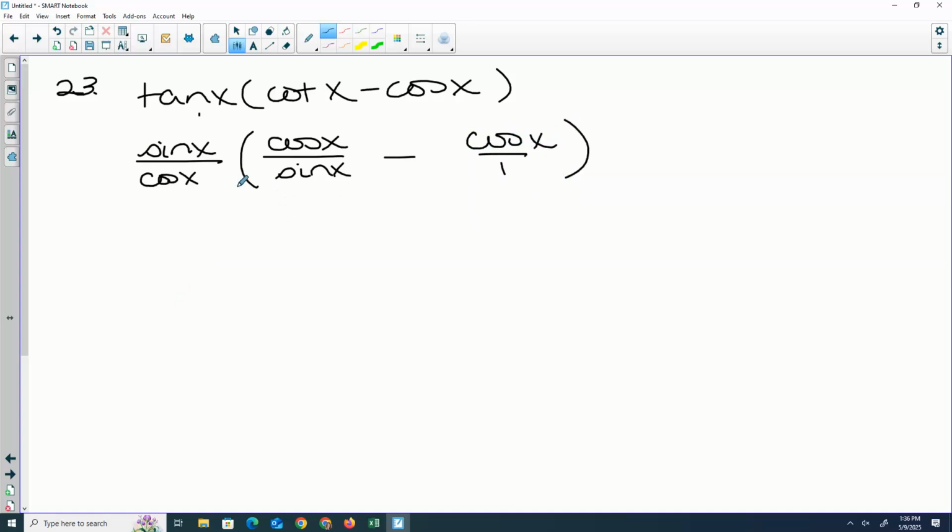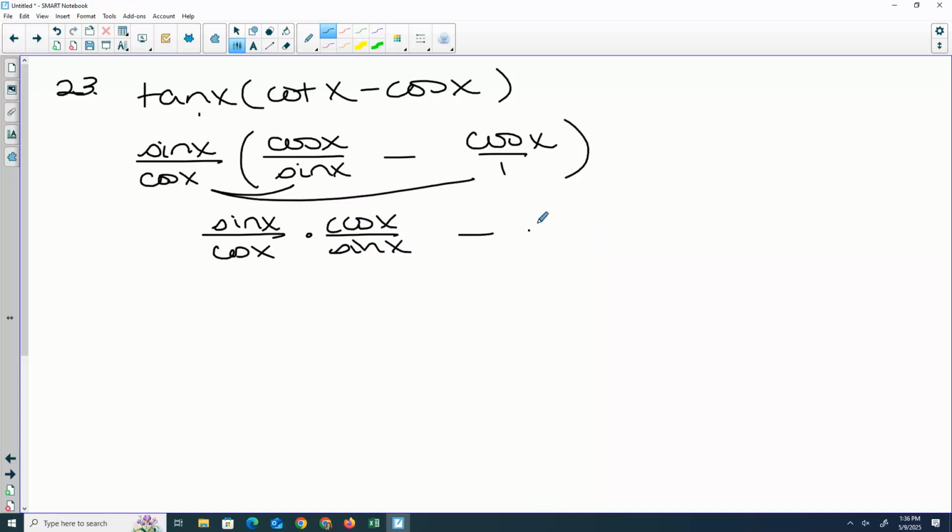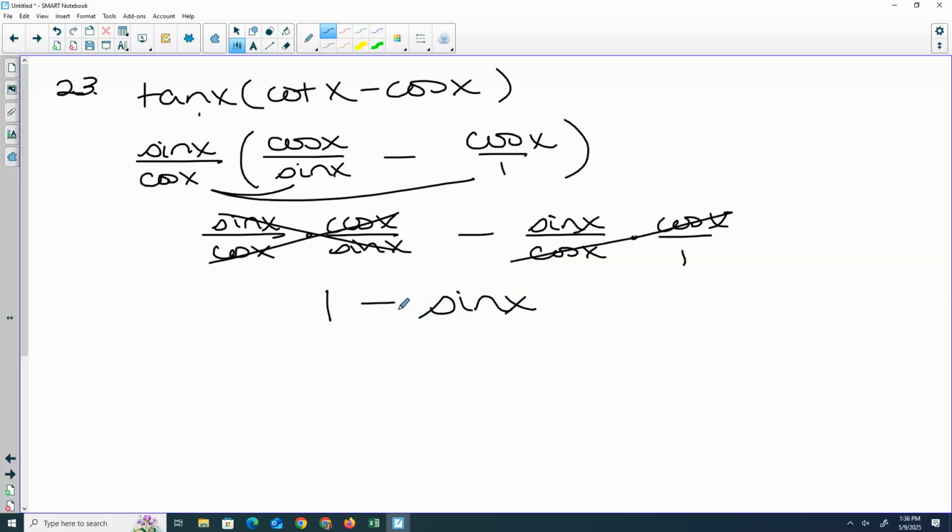Either way. If I distribute, you don't have to write this step, but I'm going to just to show you what I'm doing. I multiply this. The cosines drop and the sines drop. If everything drops, we put over here the cosines drop, and so we have minus sine. Is that an identity? No, it has to be 1 minus sine squared to be an identity. So that is our final answer.